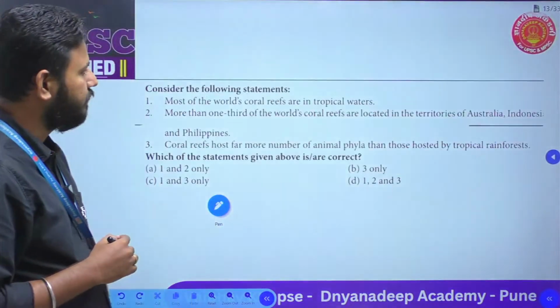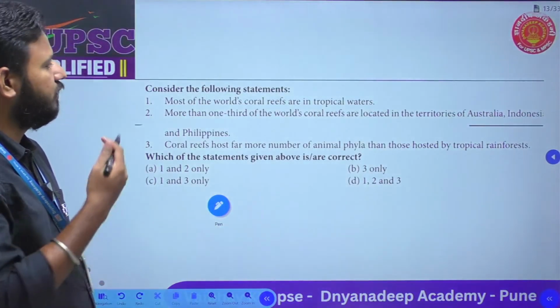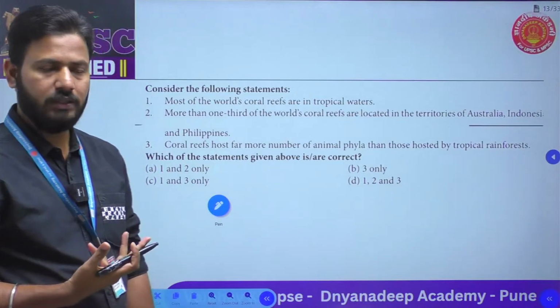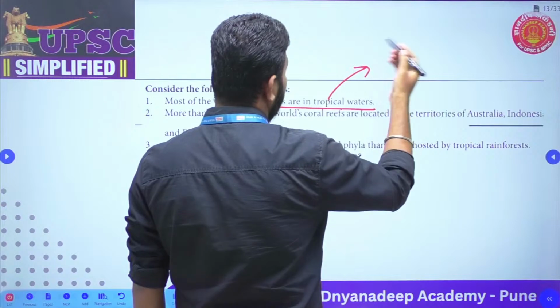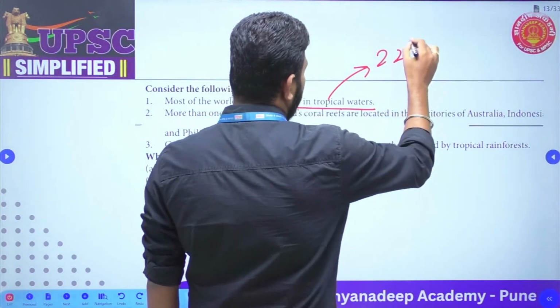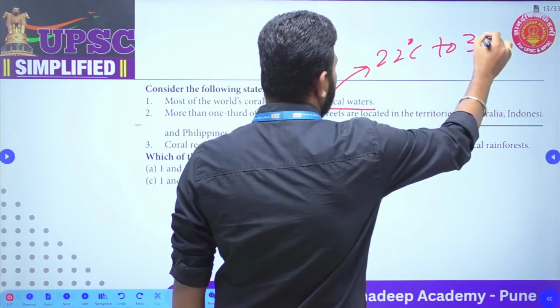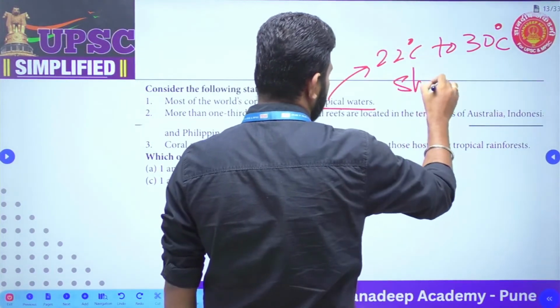The next question, most of the world's coral reefs are in tropical waters. Yes, for a reason, because the condition that they need is the optimum temperature, that is from 22 degrees Celsius to around 30 degrees Celsius in shallow waters.